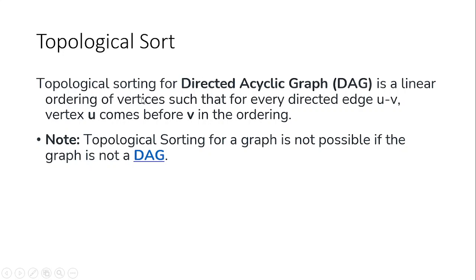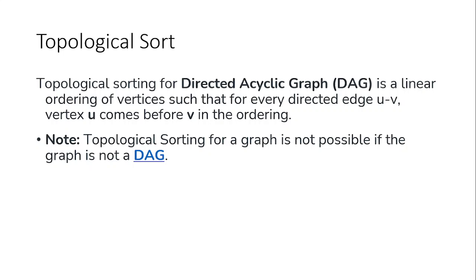Topological sorting. Now, topological sorting is for directed acyclic graphs. Acyclic graph means they cannot have a cycle within that. And so here we are going to establish a linear order of vertices. And for every directed edge u to v, we should check that u comes before v in the ordering.